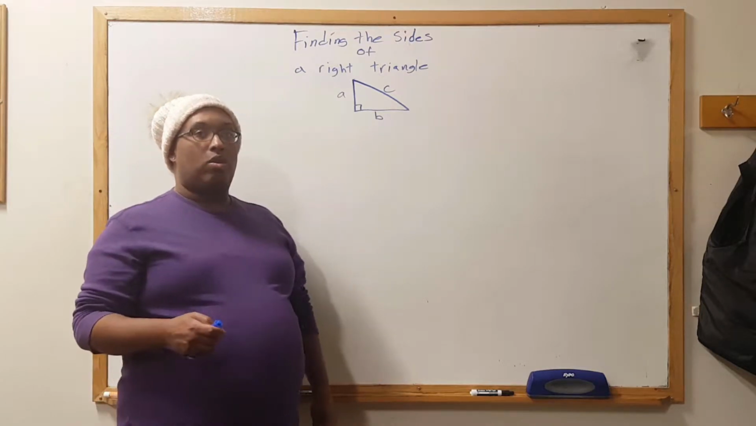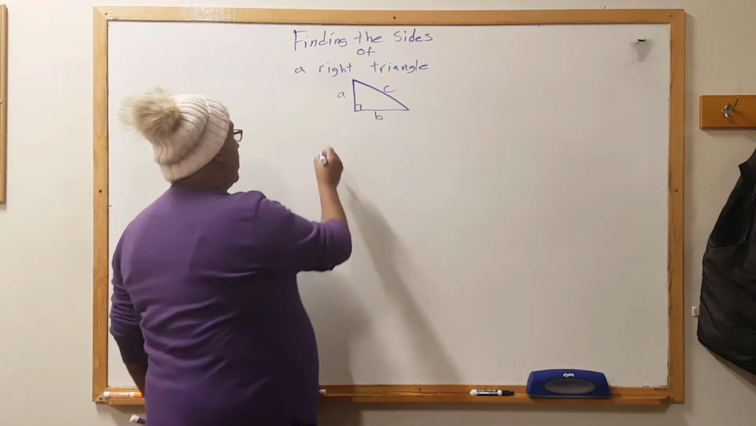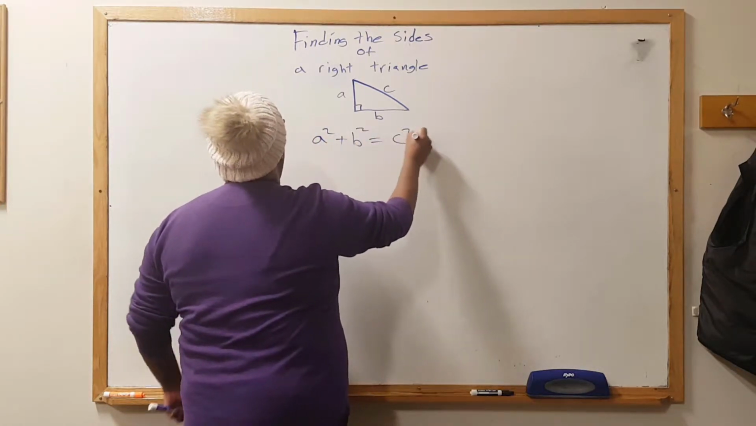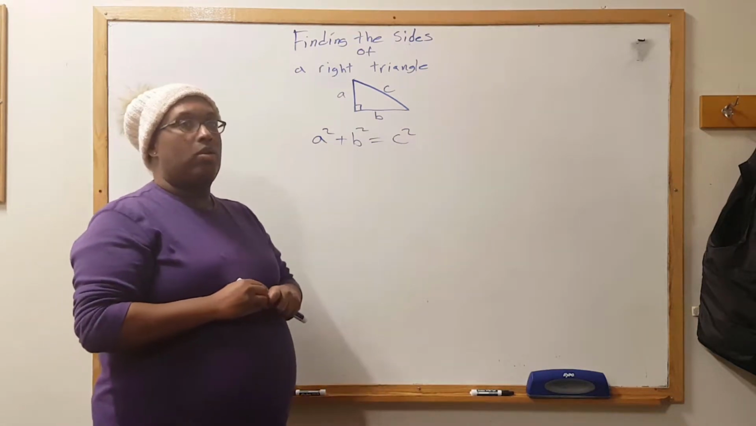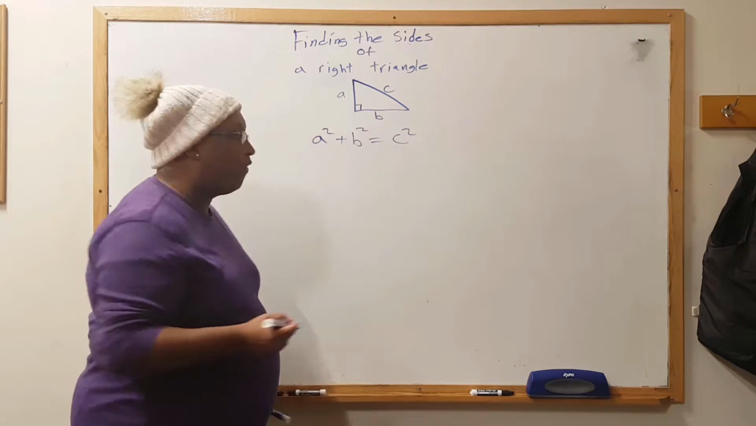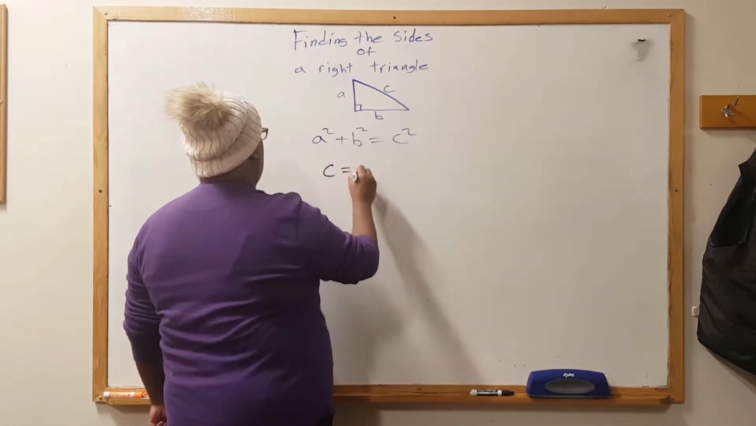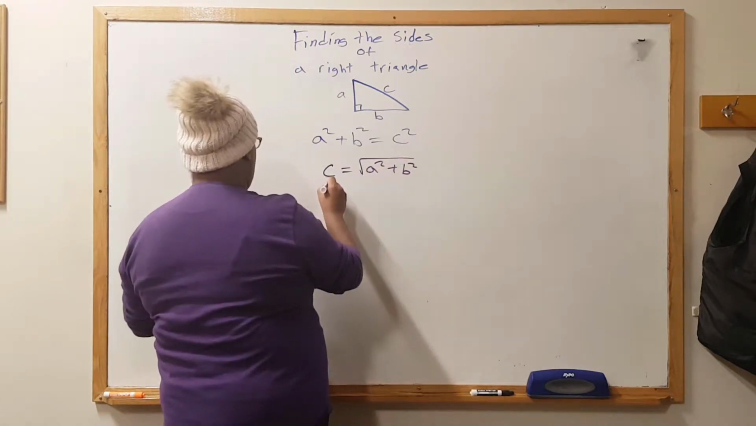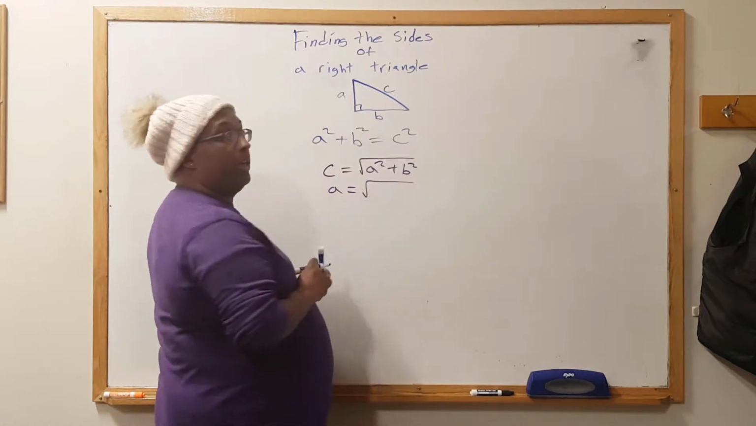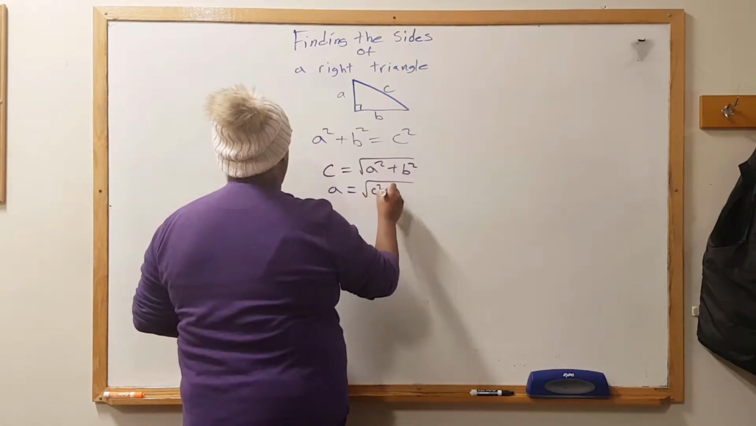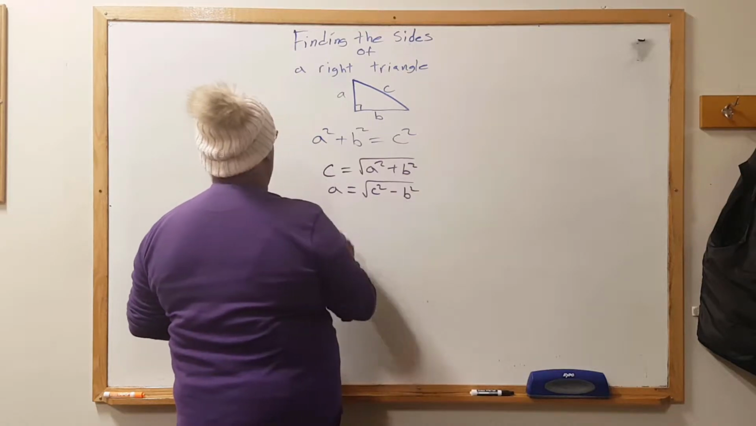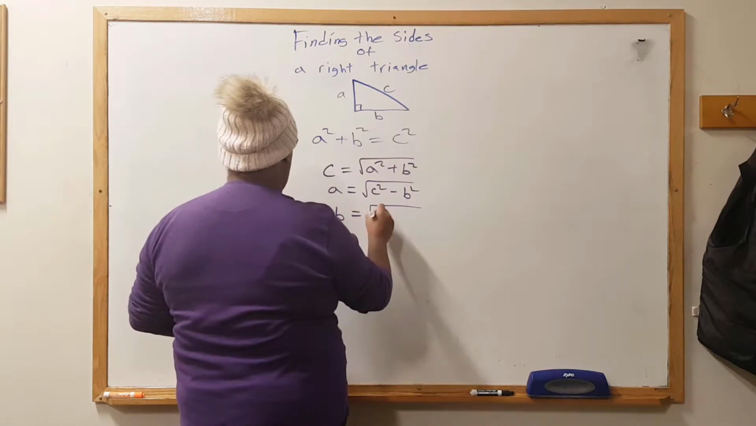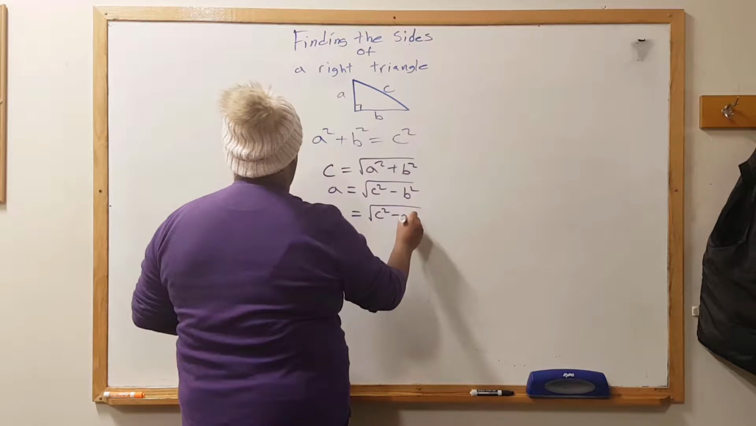The most classic one is called the Pythagorean theorem, which says that A squared plus B squared equals C squared. Now, the way that I like to do it is to identify whichever side I'm looking for. If I'm looking for C, that will be equal to the square root of A squared plus B squared. If I'm looking for A, that's going to be equal to the square root of C squared minus B squared. If I'm looking for B, that's going to be equal to the square root of C squared minus A squared.